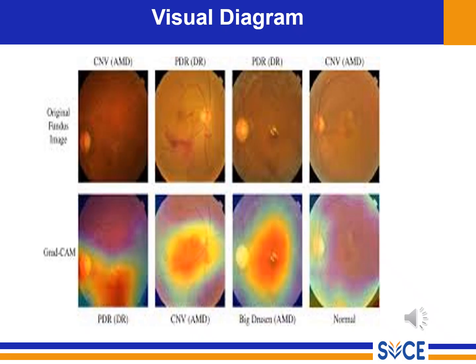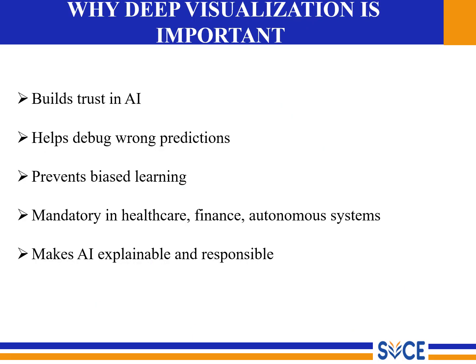This is a visual diagram. Why is deep visualization important? Explainability is essential for building trust in AI systems. It helps developers debug models and identify errors. It prevents biased learning by exposing the hidden patterns.